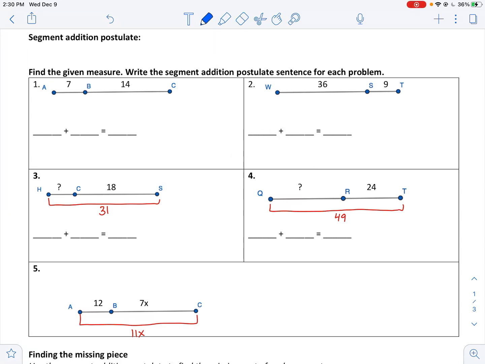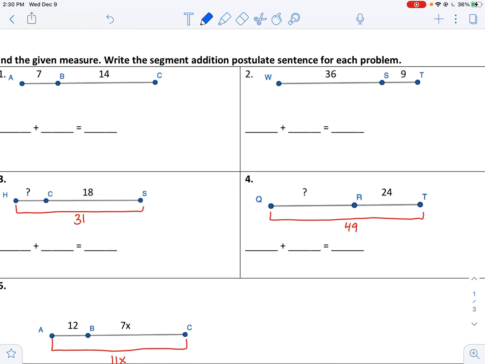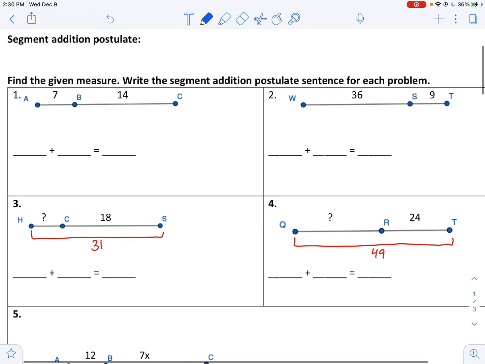Hey, good afternoon. Let's talk about our segment addition postulate. We start off with problems like 1 and 2, where I give you the two pieces and I want you to find the whole segment length.